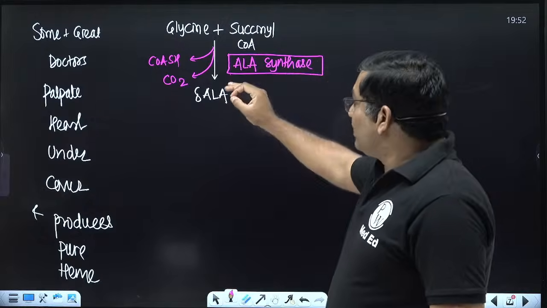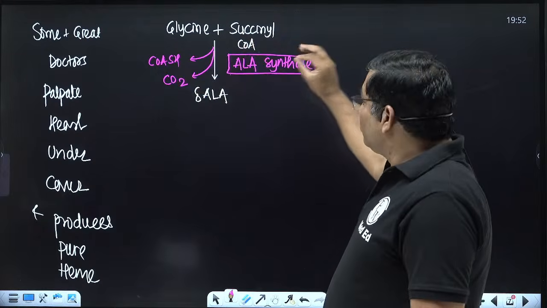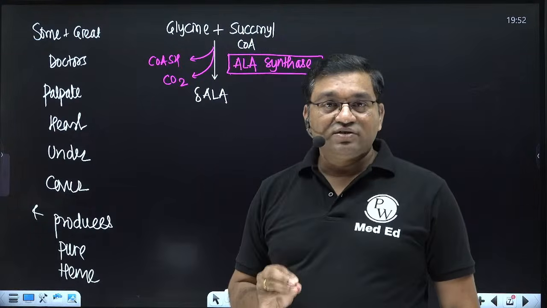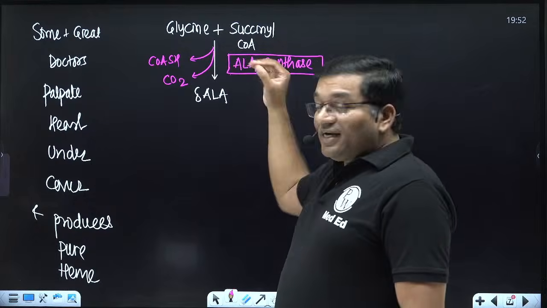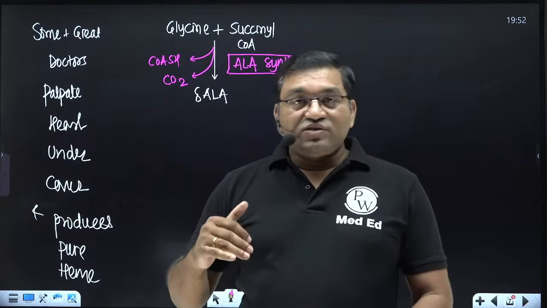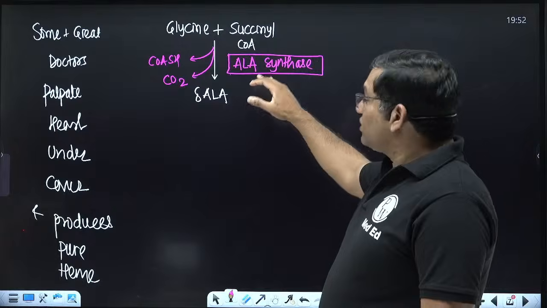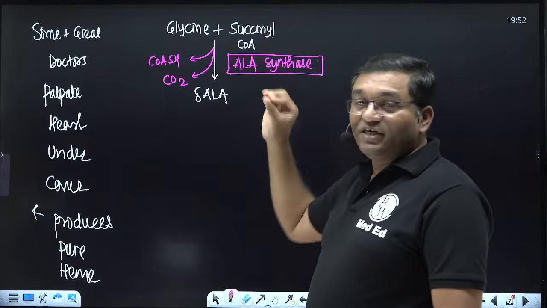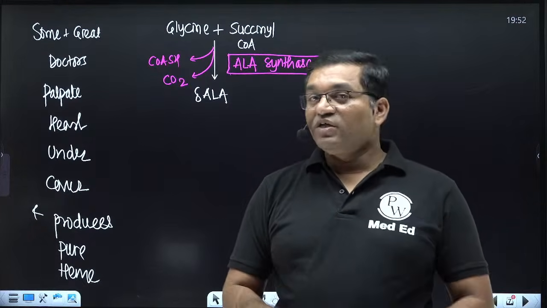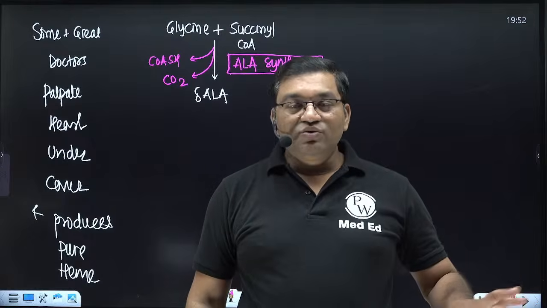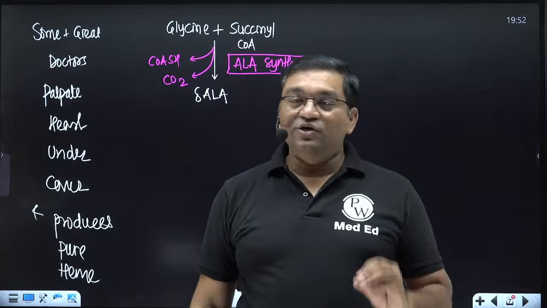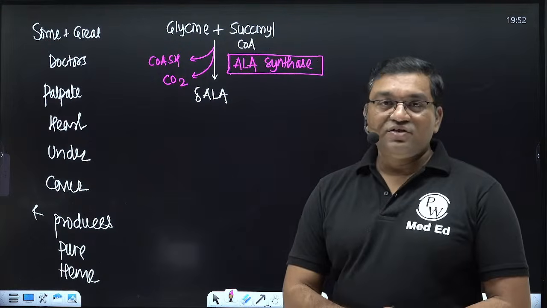So ALA synthase 1 is expressed in all cells of the body. ALA synthase 2 is expressed in the erythroid precursor cell. ALA synthase 1 is the rate limiting step in the liver heme synthesis. It is under the feedback regulation of heme, and it is induced. ALA synthase 2 is not induced and it is not under the feedback control. So this is the difference between ALA synthase 1 and 2.